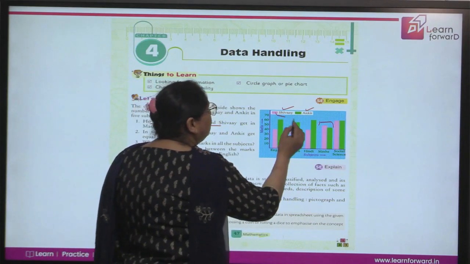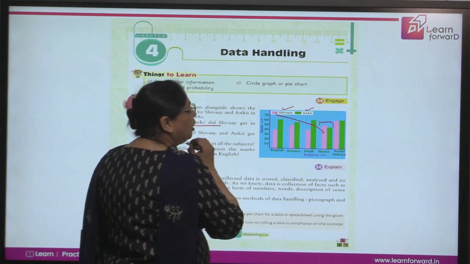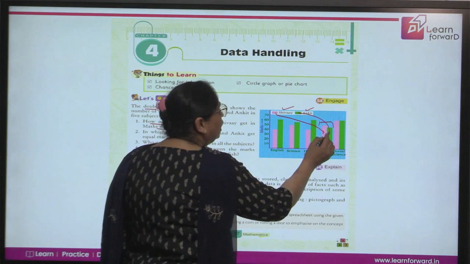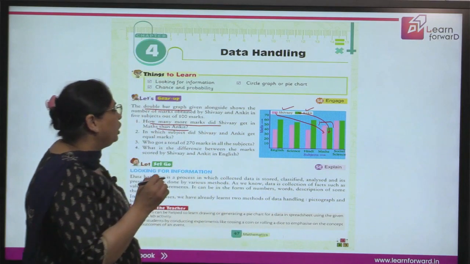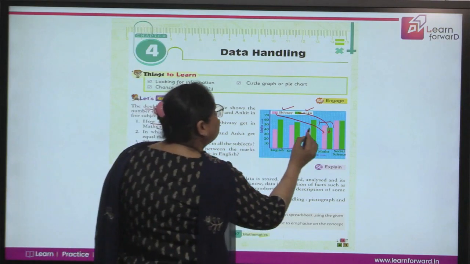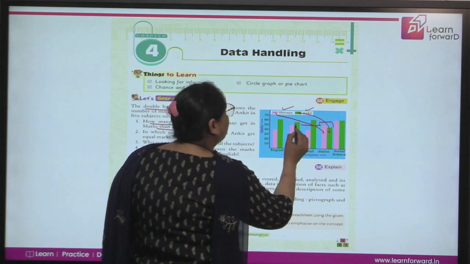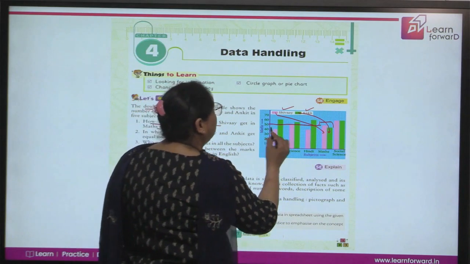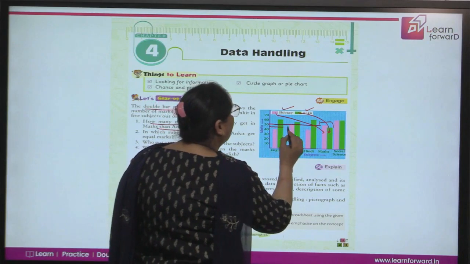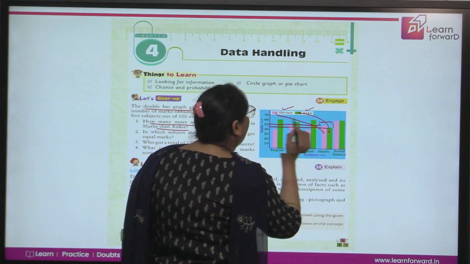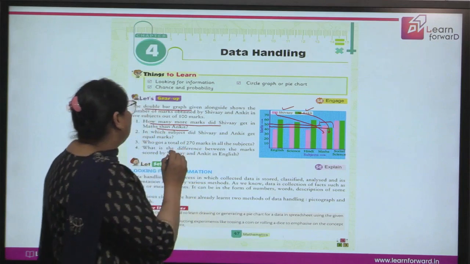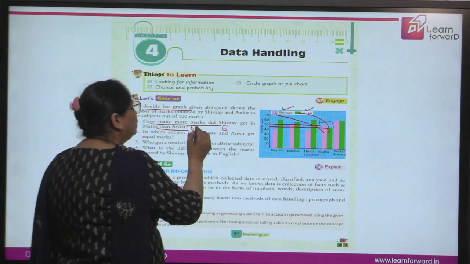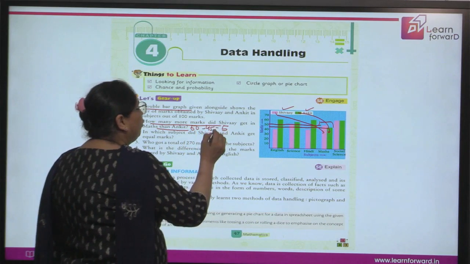So, it is representing Shivai. The marks of Shivai are represented by pink color and the green color is representing the marks of Ankit. You can see the marks of Shivai are 50 in Maths and the marks of Ankit are around 45 in Maths. So, the difference of marks is 5. 50 minus 45 is 5.